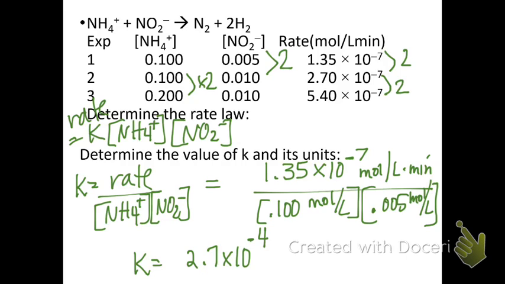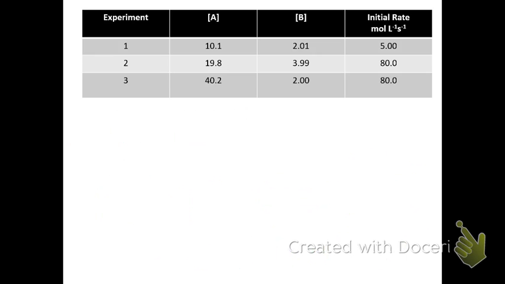Now I want to look at my units. Right off the bat, I know that minutes are going to be on the bottom. And then I look at my concentrations, and I see that this mole per liter is going to cancel out with this mole per liter. But they're on the bottom, so now it's going to look like this: liters times mole to the minus 1 times minute to the minus 1. All right, let's do another one.